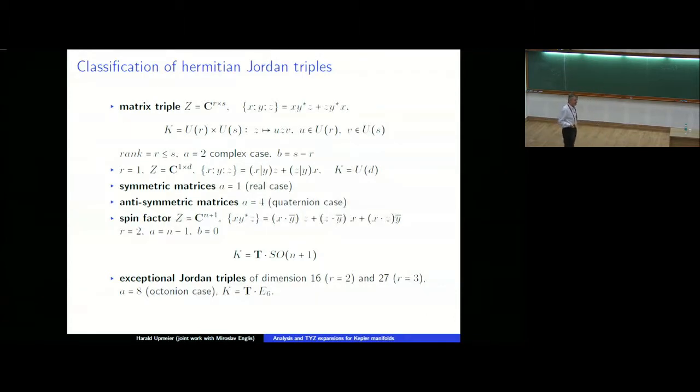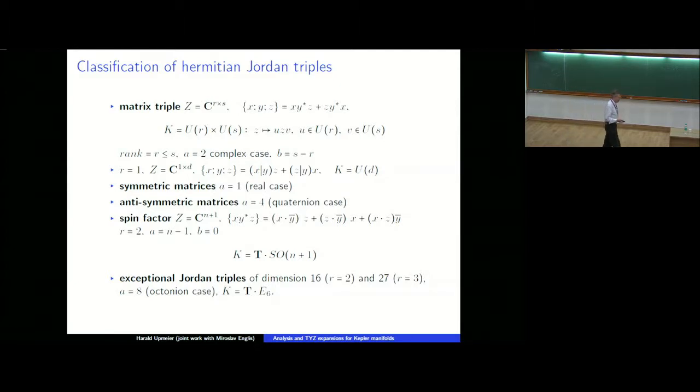But then there are the two remaining types, the so-called exceptional Jordan triples. They occur only in dimension 16 and 27. In the first case, rank is 2. In the second, rank is 3. And here A is 8. This means they are really built over the Cayley numbers, the octonion numbers. So that's why they are called exceptional. And in the last case, K is the exceptional Lie group E6 up to the torus.